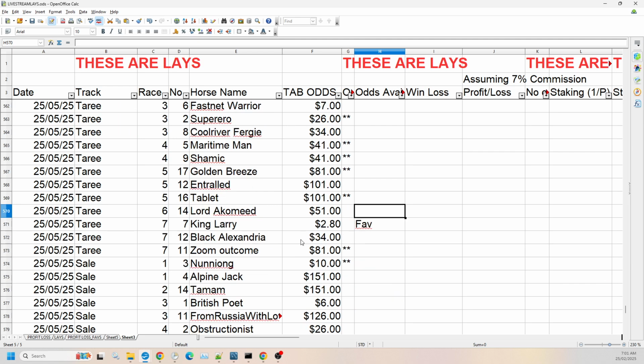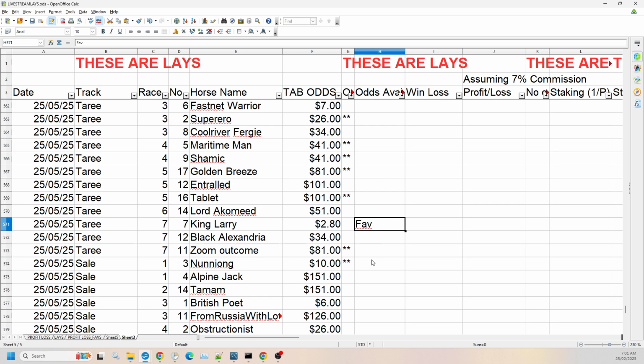Then we've got an interesting one in race 7. King Larry is the favourite at $280. It did come up as being outclassed in this race. Second and third favourites look a lot better. So it could be a big win, it could be a loss, but let's see how that goes. In that race, I've also put number 11, Zoom Outcome, that's at $81, with the stars.